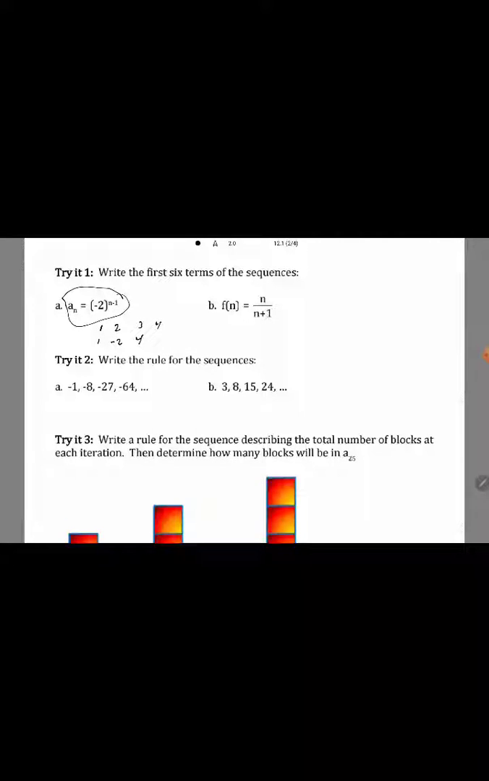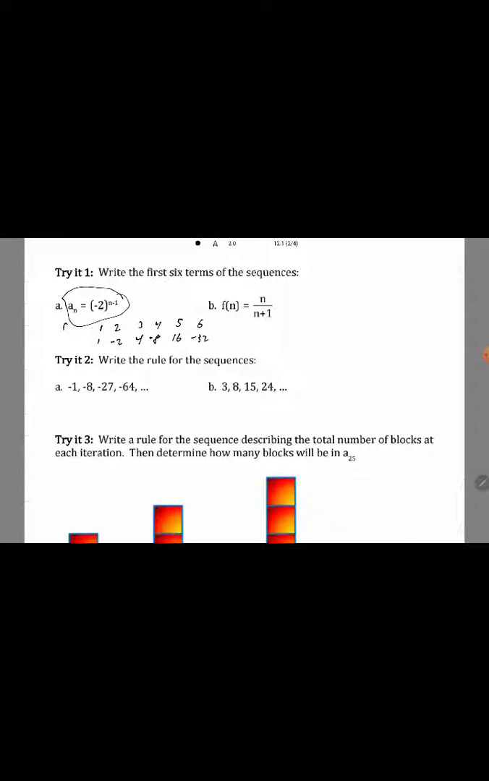Put in 4, I'll get 8. Because 4 minus 1 is 3, negative 2 to the positive 3rd power is negative 8. And then 5. 5 minus 1 is 4. Negative 2 to the 4th power is 16. And then 6 would be negative 32. Okay.